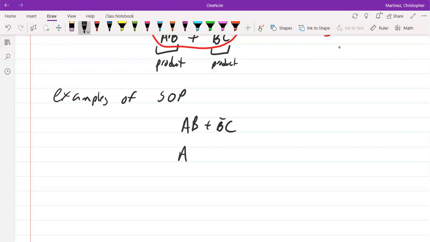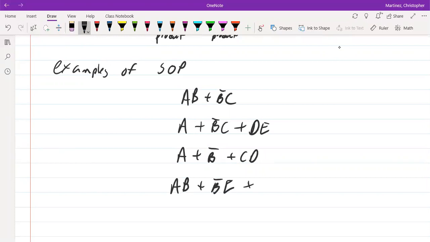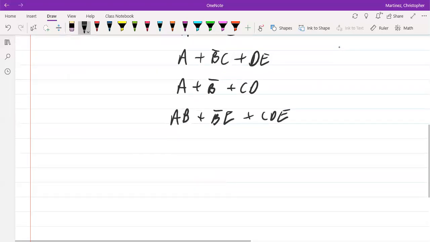Maybe I can have a single letter by itself. So I can have A with B bar C plus a D, E. Maybe I have something like A plus B bar plus C, D. Maybe I can have something like AB plus B bar E plus C, D, E. I can have a lot of different forms. Now, we want to have our answers in these forms because then it's a little bit of an easier process to go from the equation into the drawing of our circuit.